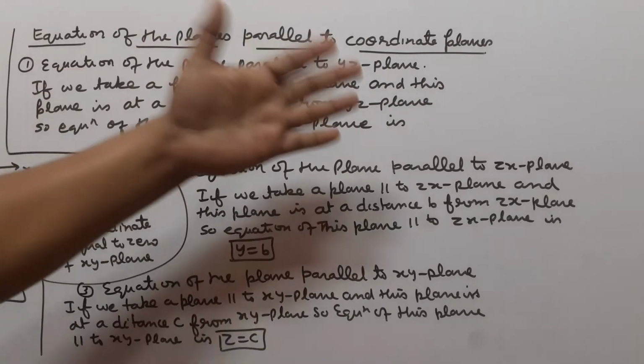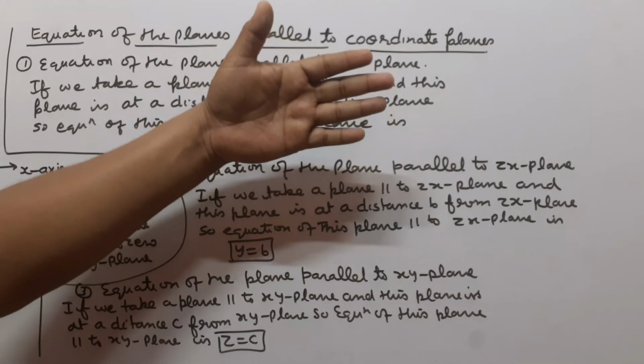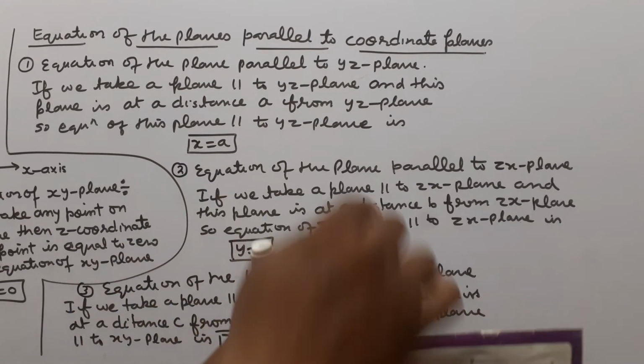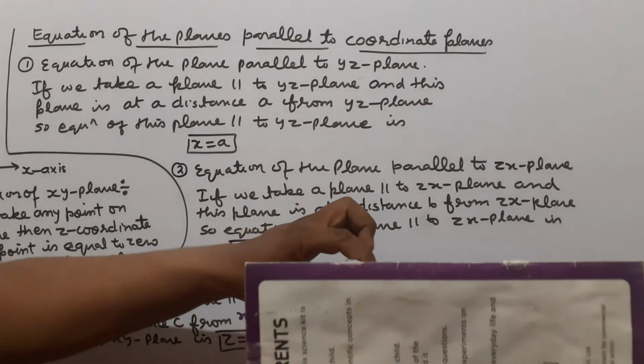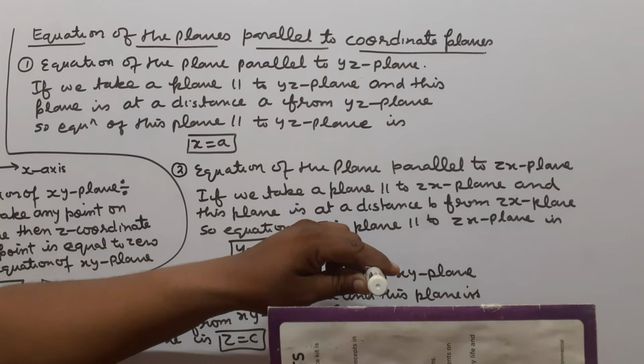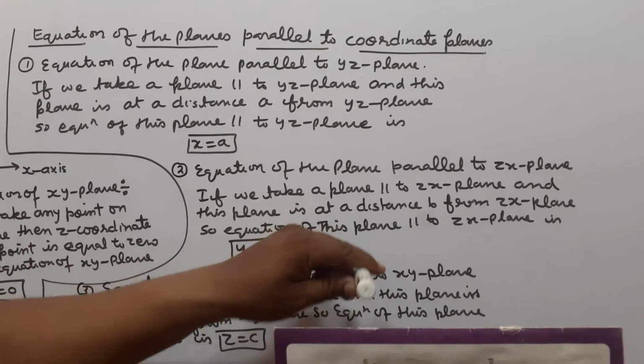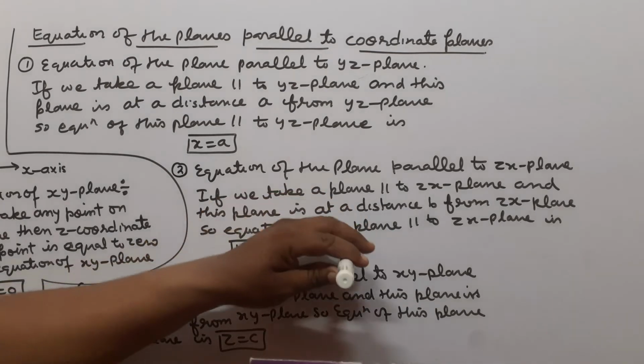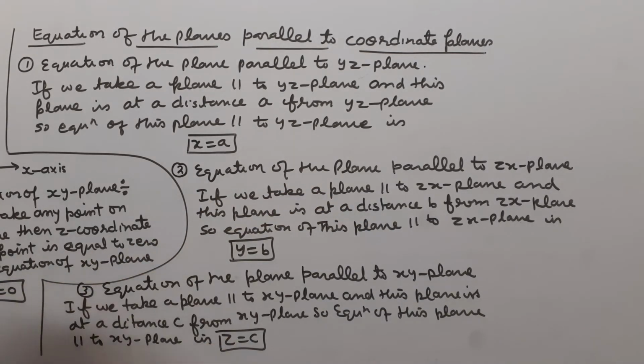Suppose that this board is the xy plane, and here this is the plane which is parallel to the xy plane, and the distance between them is c. So this is z is equal to c. So the equation of the plane which is parallel to the xy plane is z is equal to c, where c is the distance between the planes.